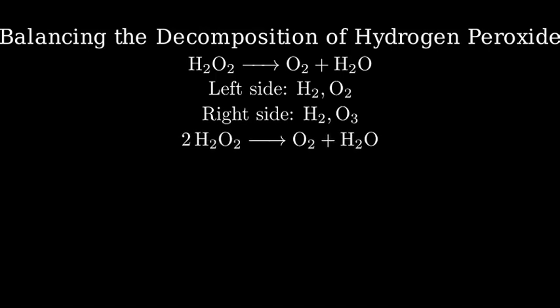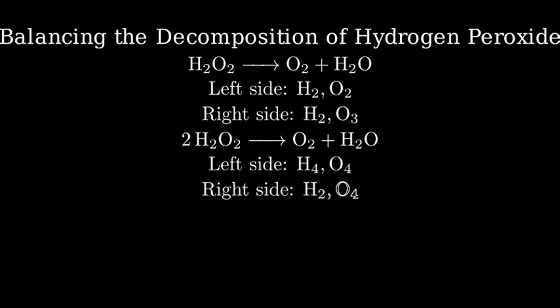To fix this, we need to add a coefficient of 2 in front of H2O2 on the left side. This will give us 4 oxygen atoms on the left side. Now, let's count the atoms again to verify our balance. On the left side, we now have 4 hydrogen atoms and 4 oxygen atoms. On the right side, we have 2 oxygen atoms from O2 and only 2 hydrogen atoms from H2O. The hydrogen atoms are not balanced yet.